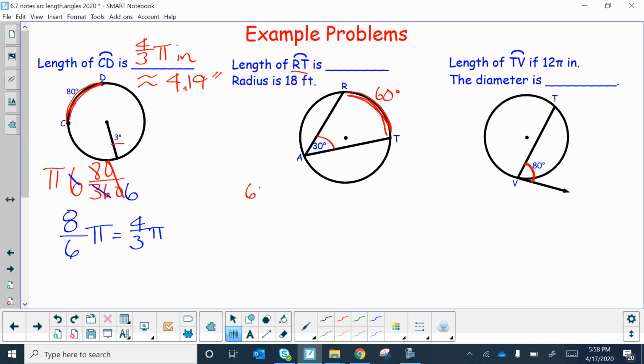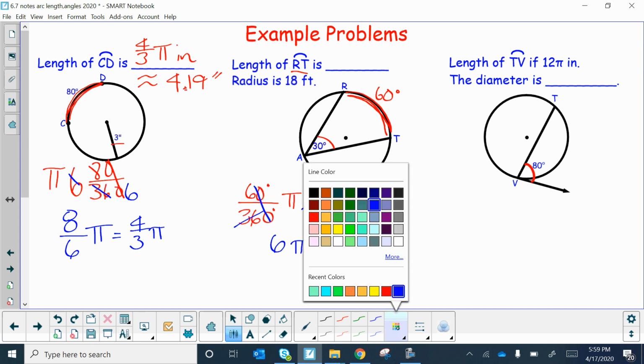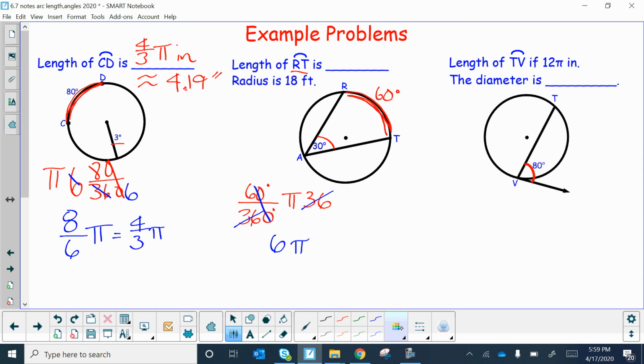So we're going to put 60 over 360 times pi times diameter. The diameter is 36. And again, if you like to use 2 pi r, you can use 2 pi r as well. All right, so now I'm going to reduce this right here. Actually, I'm going to erase that. This 36 is on the bottom, this 36 is on top. That actually cancels out. And so really, the length of that arc is just 6 pi. So if it's asking for the exact value of that arc, it's 6 pi feet.